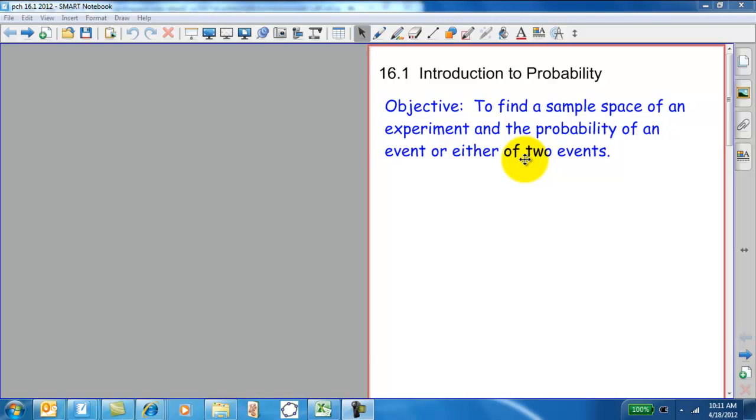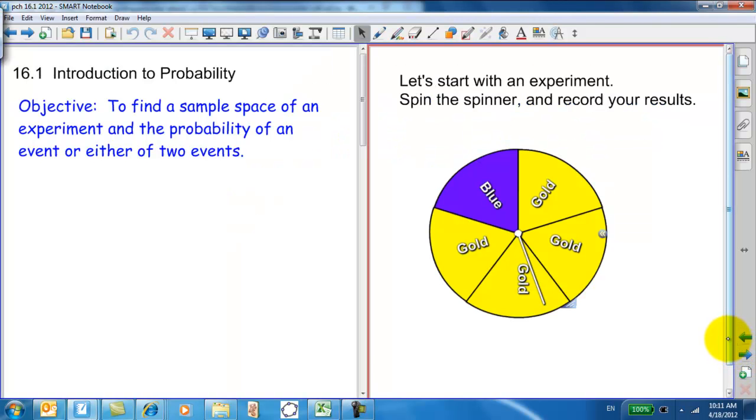Hello pre-calc honors students, here we are with chapter 16 on probability and our introduction, finding sample spaces of an experiment and the probability of an event or either of two events happening. Let's start with an experiment. We're going to spin the spinner and record the results.